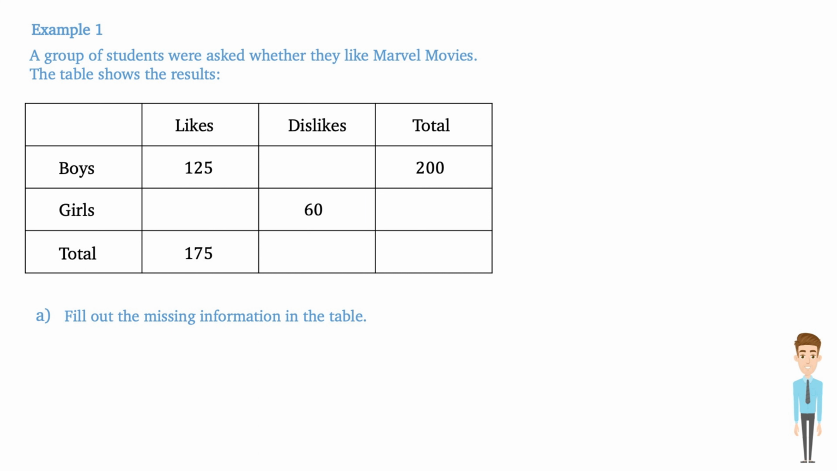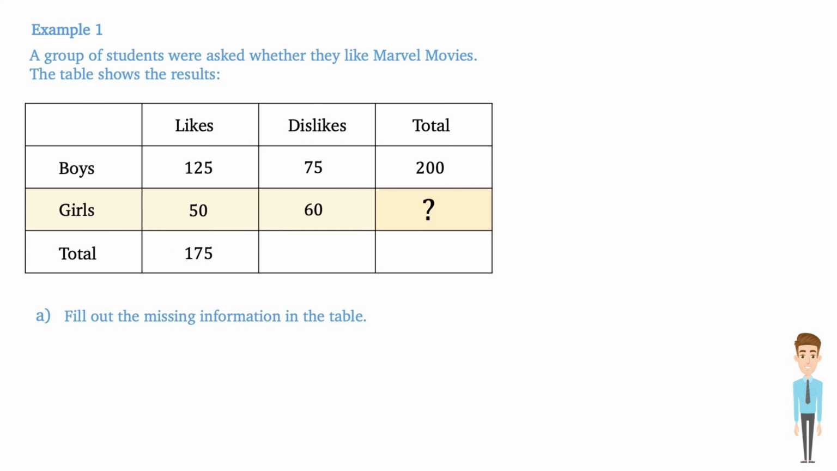You only need 2 out of the 3 pieces to complete the row or column. For example, the boys row. We have 125 plus an unknown number equals 200. So the unknown number is 75. Moving to the column of students who like Marvel movies, we have 125 boys plus an unknown number of girls equals 175, telling us that there are 50 girls who like Marvel movies.